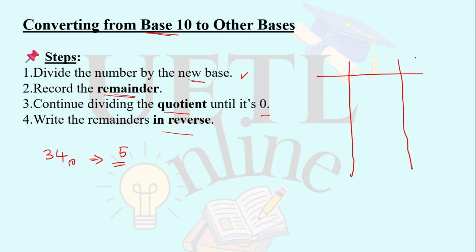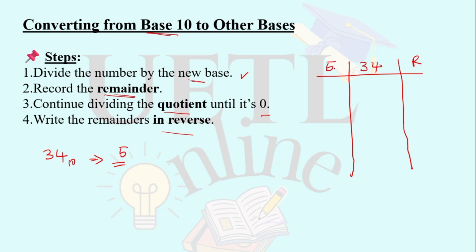Then you write R here for remainder. Then you write this 34 here in the middle. Then you write this 5. Okay, this is the new base. The base 10, you already know. This is what you do. You want to change from base 10 to base 5. Okay, so now what we're going to do is divide this into this and write the remainder.